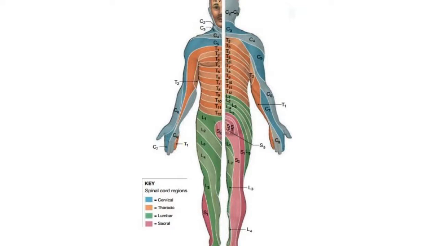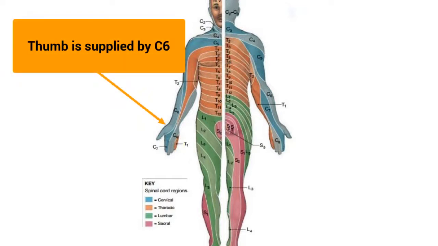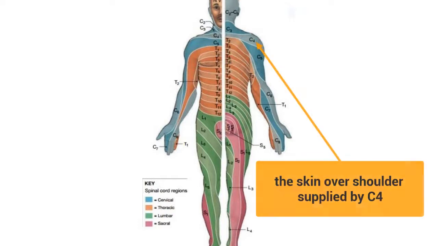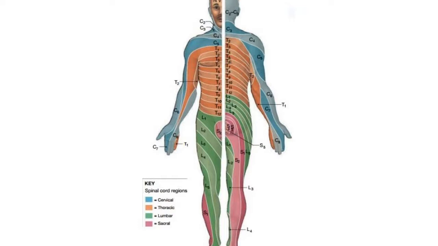In this diagram, you can see that the thumb of both hands is supplied by C6 sensory root. Another example is shoulder is supplied by C4. So the area of the skin over the shoulder is supplied by C4. The heel is supplied by S2. So these are called dermatomes.